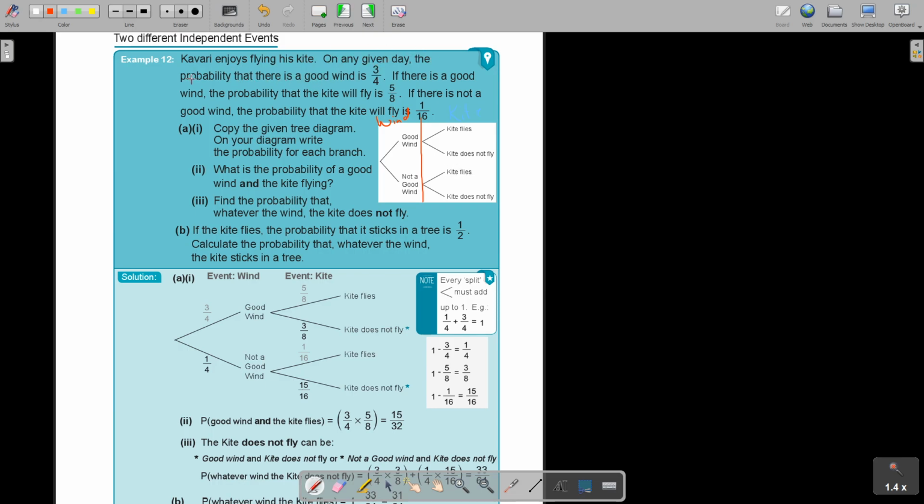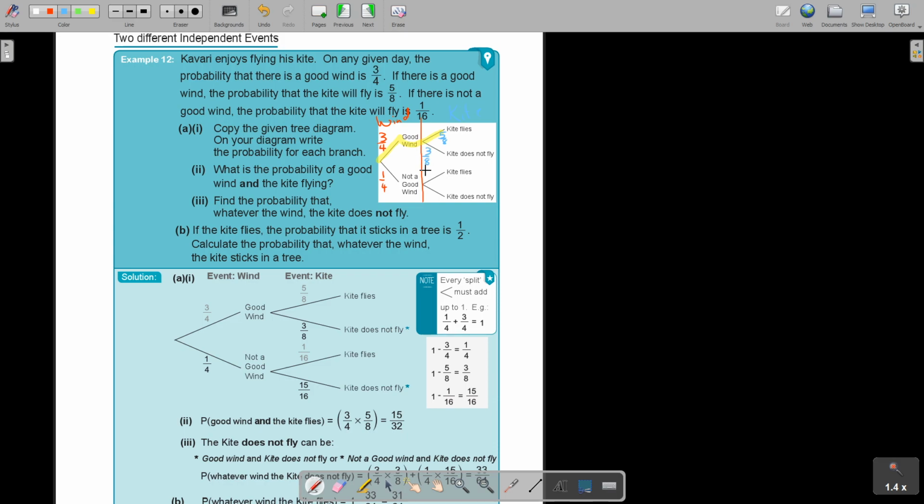On a given day, the probability that there is a good wind is 3/4. Now, please remember, this one and this one must also add up to 1. So if this is 3/4, this will be 1/4. Now, if there's a good wind, find that row. Are you with me? The probability that the kite will fly is 5 over 8. I'm just going to write it in. If this is 5 over 8, this must also add up to 1, so this is going to be 3 over 8.